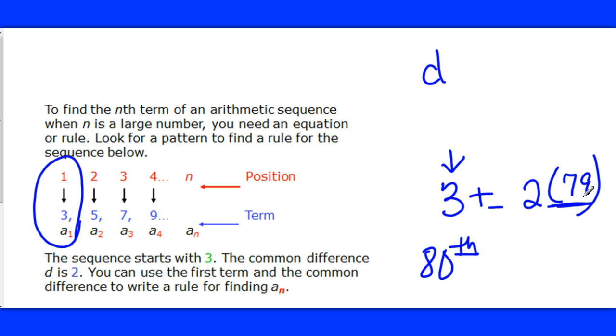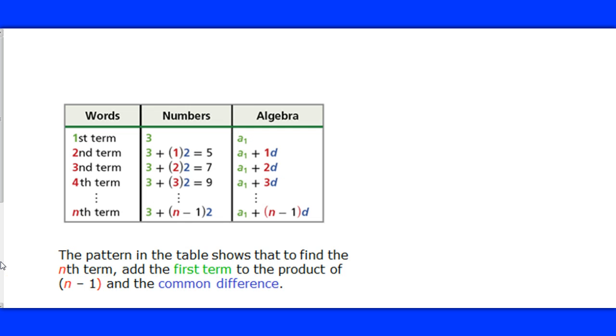We actually have a little pattern for that. So I'm going to show you here. The first term is 3. We added 2 one time to get the second term. To get to the third term, we added the 2 two times. To get to the fourth term, we added it 3 times. That means that to get to the nth term, we're going to add that 2 n minus 1 times. It all starts with the same number. This is the formula for that.